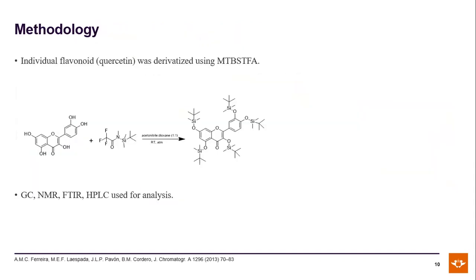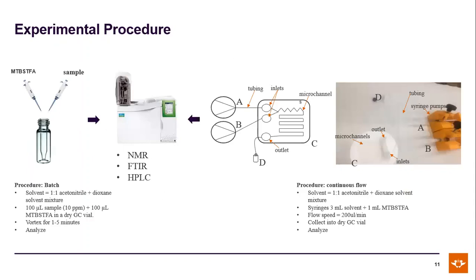The derivatization of quercetin was performed using N-methyl-N-tert-butyldimethylsilyl trifluoroacetamide, also known as MTBSTFA, according to the schematic shown here. The silylation was performed both in batch and in continuous flow according to the conditions shown.